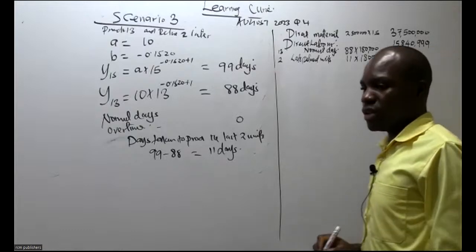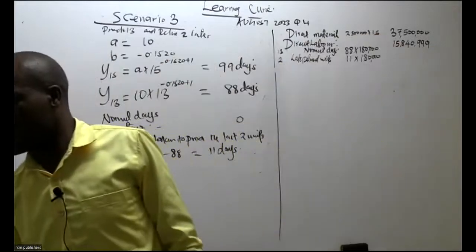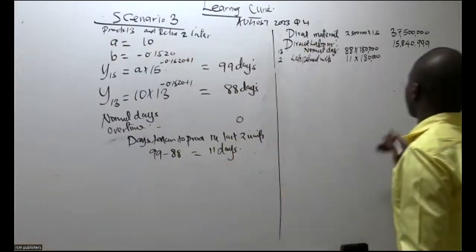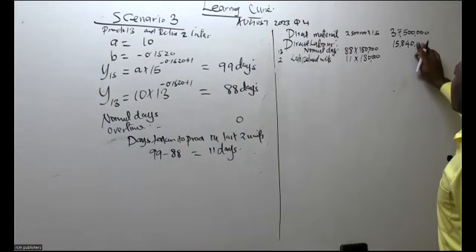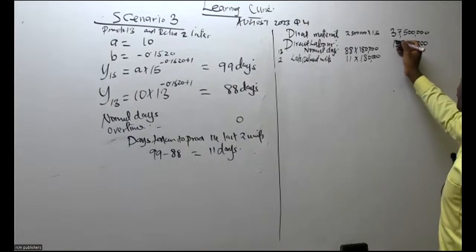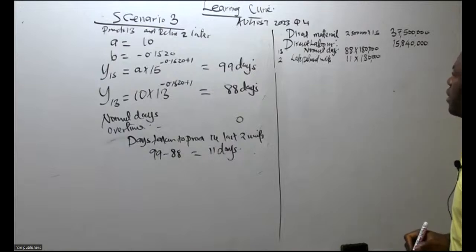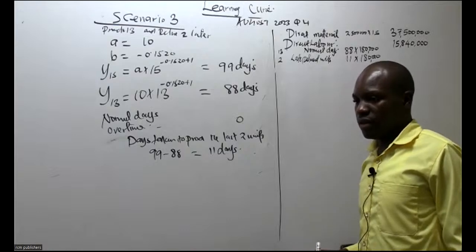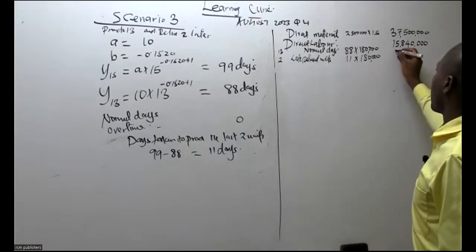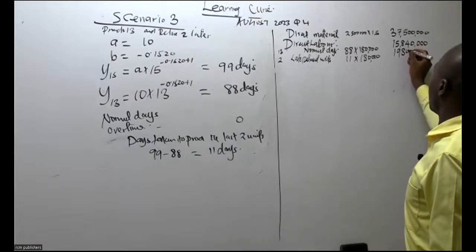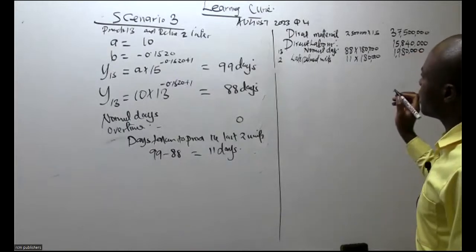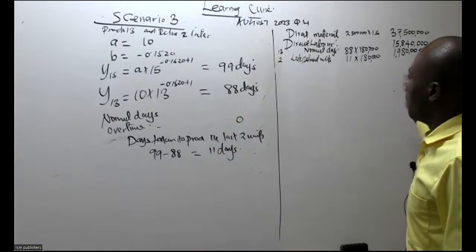I want to see what majority are giving me. 1540. So let me work with majority. You can check on that and let me confirm whoever is correct. Then 11 by 180,000 tunakuwa na ngapi? 1980,000. 1980,000.